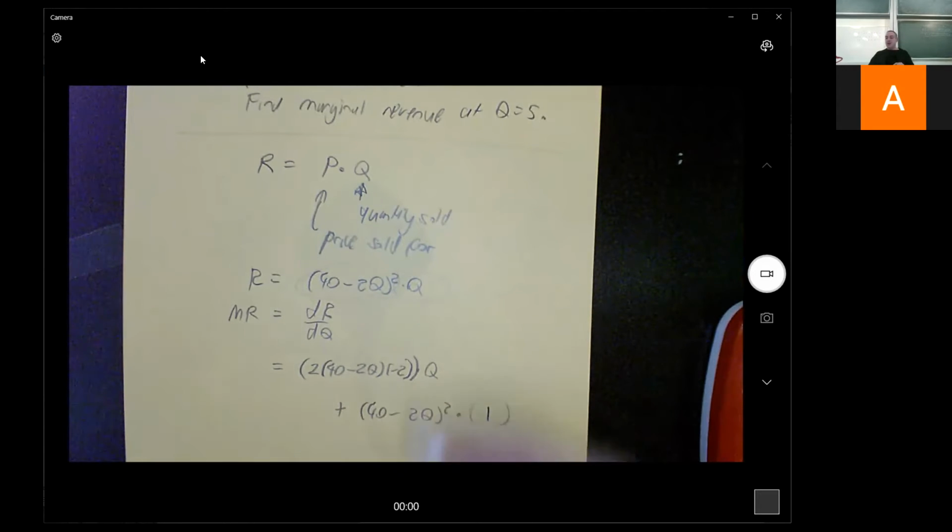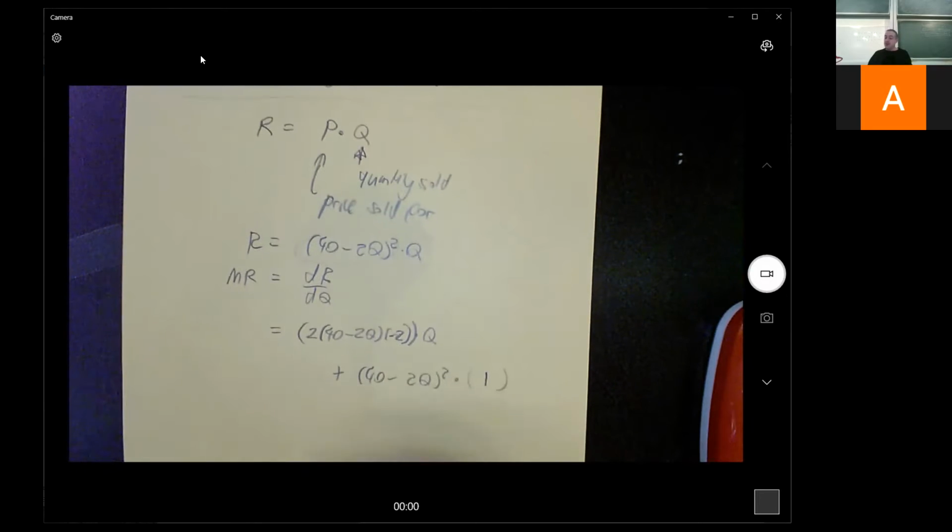How do people feel about what happened there? Feel free to use the buttons in Zoom to stick your thumb up if you're interested. Yay! Okay, and so now I could simplify this, and I don't know how your lecturer feels about this, but I wouldn't simplify it too much. But this 2 and a minus 2 are crying out to be multiplied by each other.